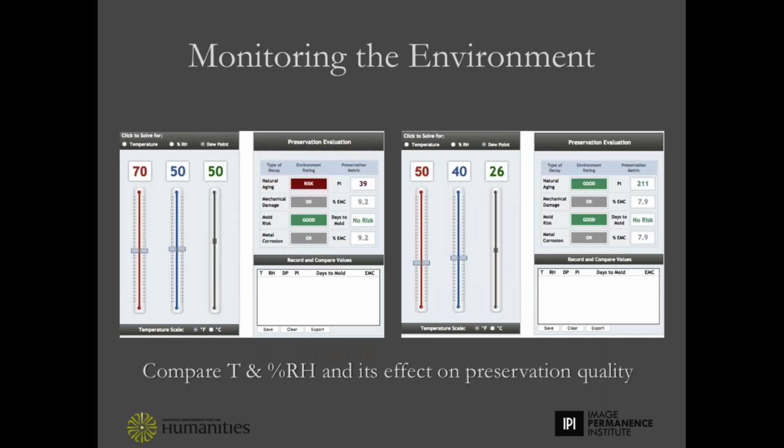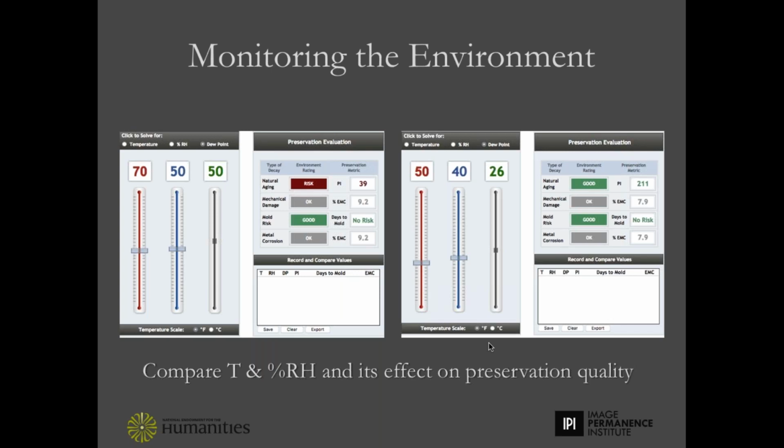Another feature of the dew point calculator is you can use it to give an idea of the overall effect of temperature and relative humidity on preservation quality for your collection. The site offers what we call preservation metrics. The metrics let you know when you're at risk for chemical, biological, and mechanical decay. The temperature in this example is set at 70 degrees Fahrenheit and 50% RH. That's the one on the left. On the right, we have 50 degrees Fahrenheit and 40% RH. So notice the difference in the preservation index between the two set points.